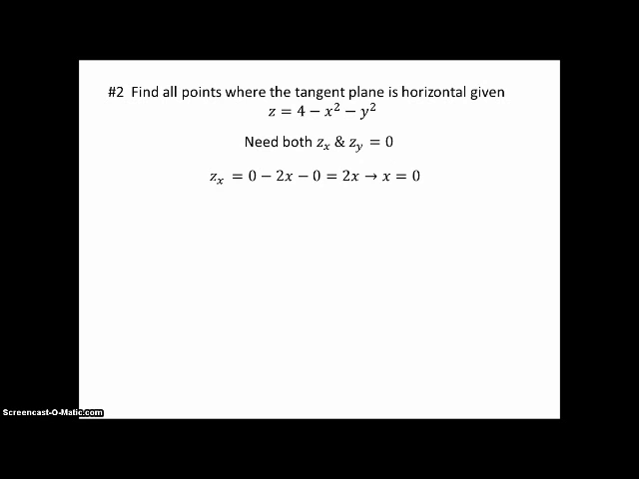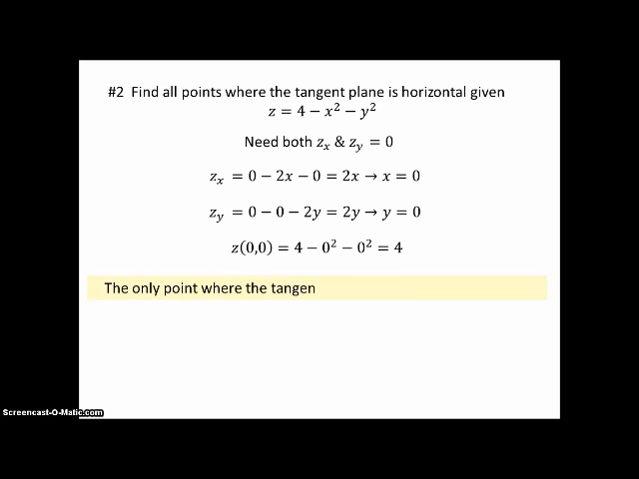Zx is 0 minus 2x minus 0 because the only term with an x in it is that middle term, and so this will occur only if x is 0. Zy is 0 minus 0 minus 2y because now the only term with a y in it is the last term, and this can only occur when y is 0. So now we have the x and y coordinates. We need the z coordinate at 0, 0, which is 4 minus 0 squared minus 0 squared equals 4. The only point where the tangent plane is horizontal is at 0, 0, 4.